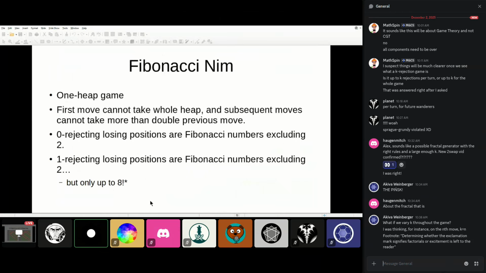I would imagine as soon as you hit 2 Fibonacci numbers, like, to be clear, when you're saying up to 8, you're saying 8 behaves as you would expect, as in 8 is losing. Correct. It's a losing initial position. Right. So I would have thought it would be like 1, 2.